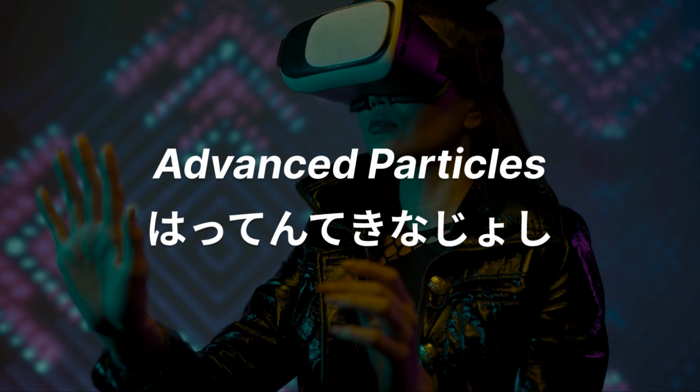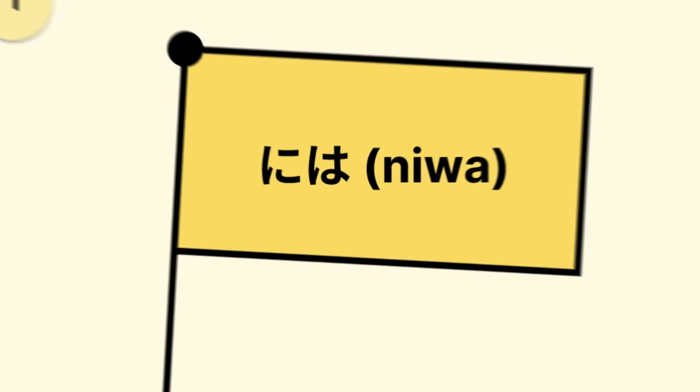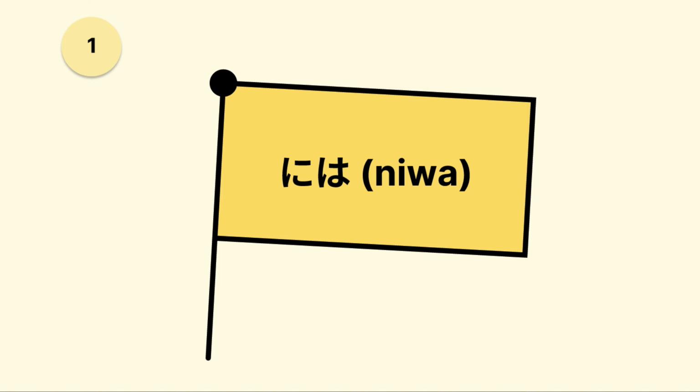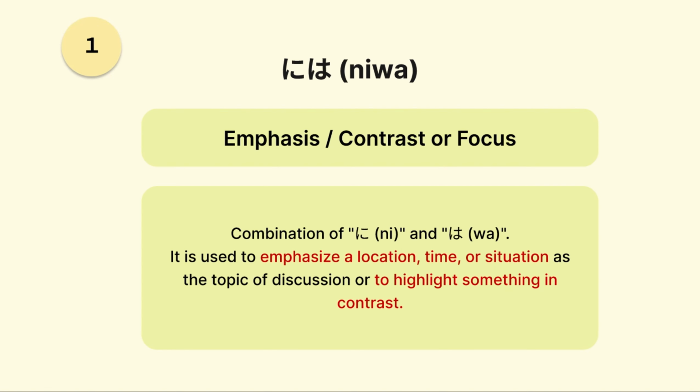Advanced particles. 発展的な助詞。Number 1. には. には is for emphasis, contrast or focus. には is a combination of に and は。には is used to emphasize a location, time, or situation as the topic of discussion, or to highlight something in contrast.